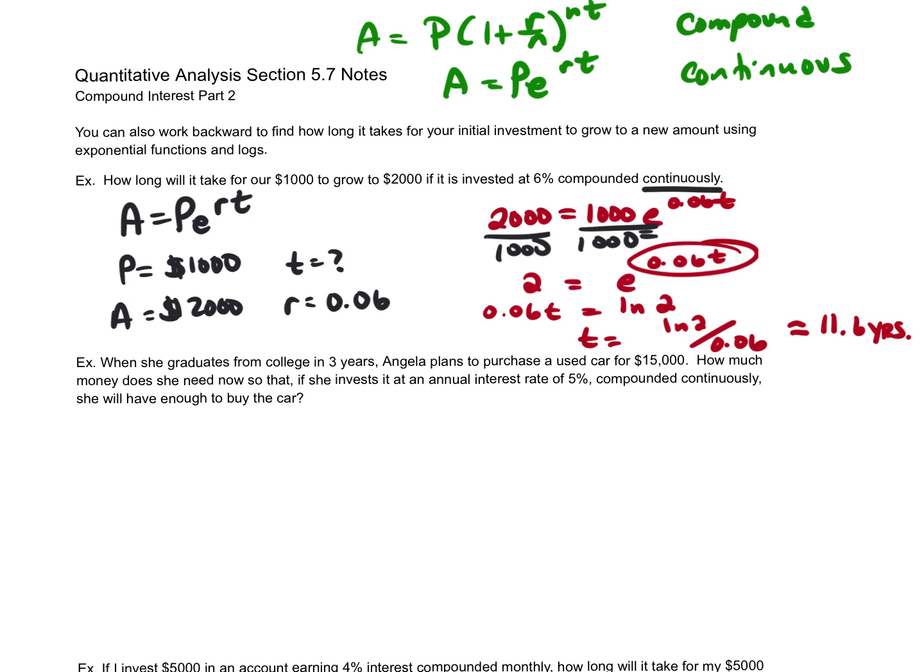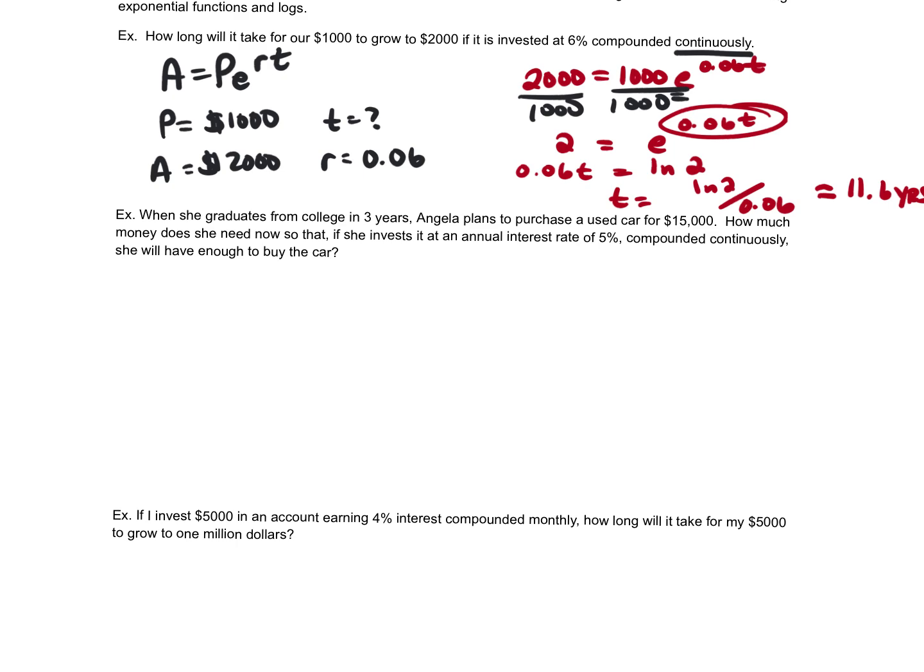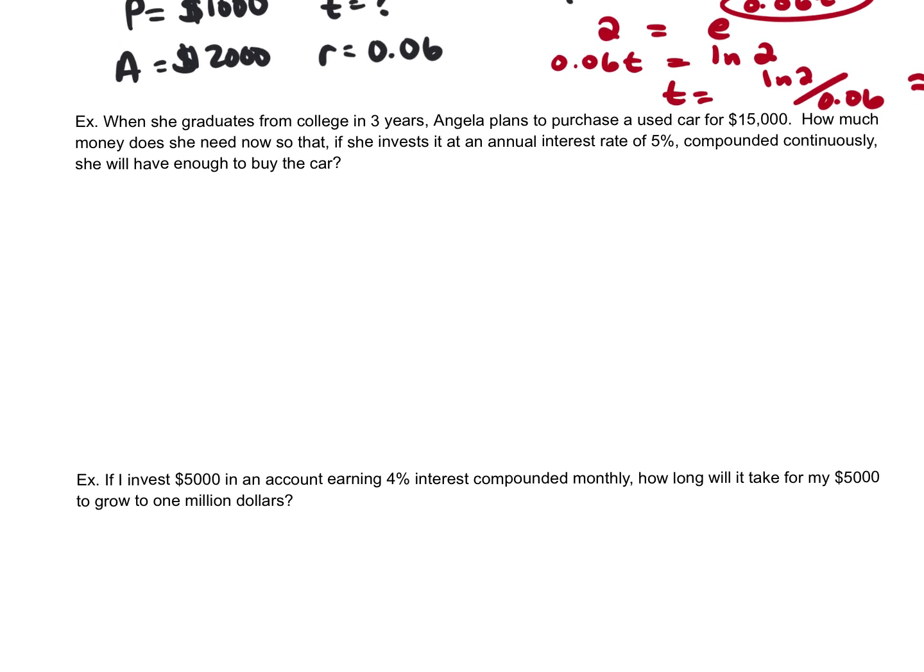So here is another example. This one seems to be also continuous, because I see it says continuously here. So we know continuously, A equals Pe^(rt). So we'll try to figure out what these variables are. And if we've done it right, only one will be unknown, probably t. So when we graduate from college in 3 years, Angela plans to purchase a used car for $15,000. How much money does she need now so if she invests at an annual interest rate of 5% compounded continuously, she'll have enough to buy the car?